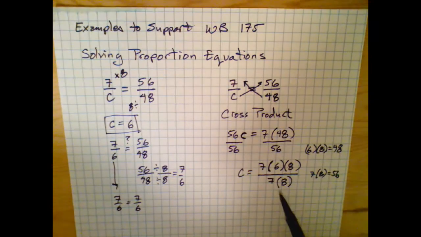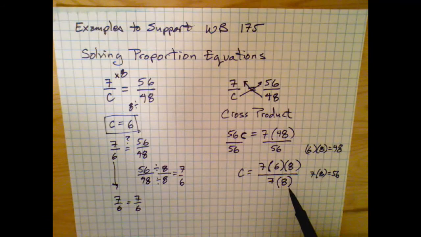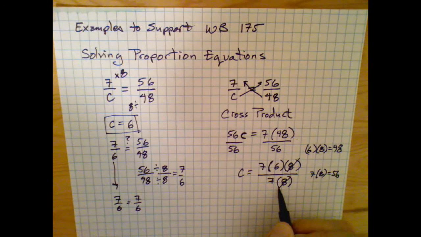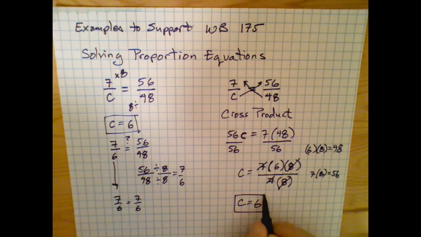And oh, happy day, look at this. Everything's being multiplied top and bottom. And so that means there's things I can cancel. Well, how nice is that? The 8's cancel and the 7's cancel. And the only thing I'm left with is the 6. There's my solution. C equals 6.